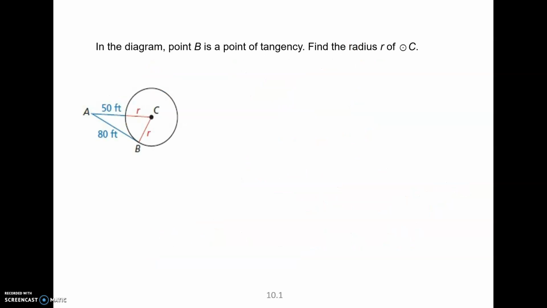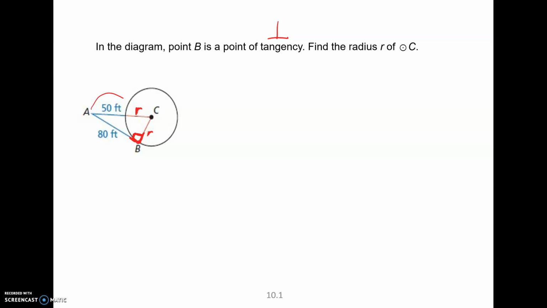We have just a couple examples left here as refreshers for 10.1. So in the diagram, it says point B is a point of tangent C. So that right away tells me I have a perpendicular line right there, so it gives me the right angle. Those are perpendicular lines because it says it is a point of tangent C. Then it says find the radius of circle C. So what I'm trying to find is this value, this R value.